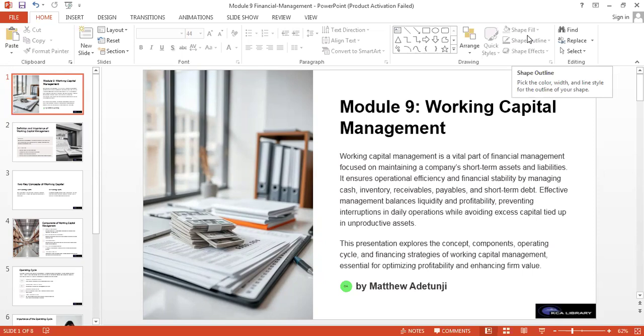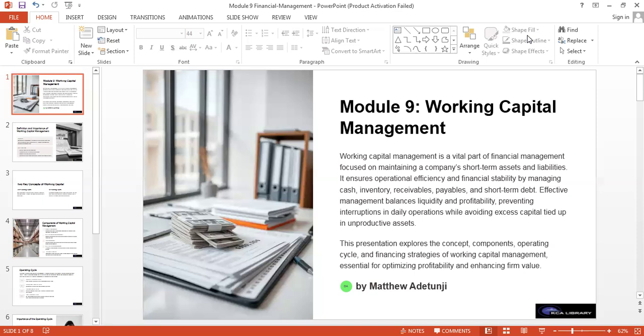Working capital management is a vital part of financial management, and it's focused on maintaining a company's short-term assets and liabilities. It ensures operational efficiency and financial stability by managing the cash, the inventory, the receivables, the payables, and the short-term debt. Effective management of the working capital balances liquidity and profitability, which prevents interruption in daily operations while avoiding excess capital tied up in unproductive assets.